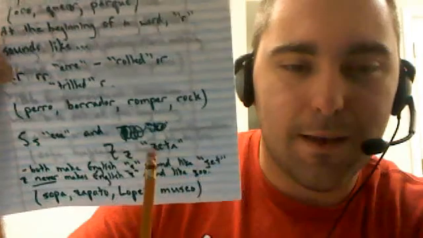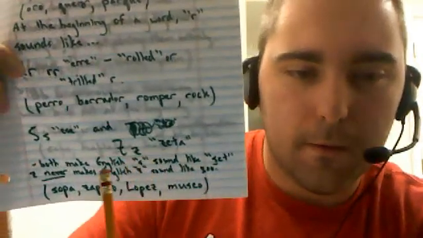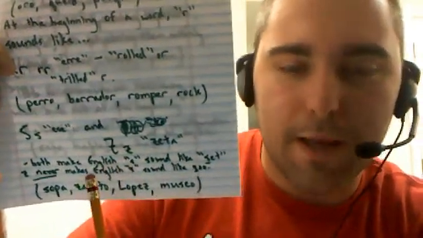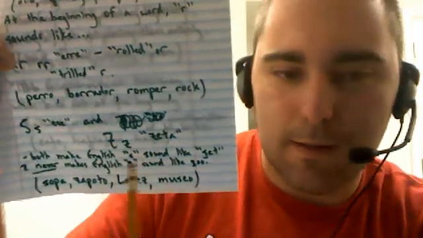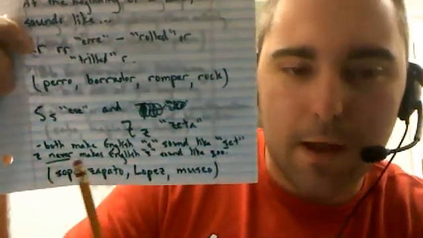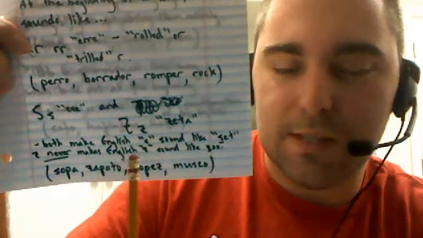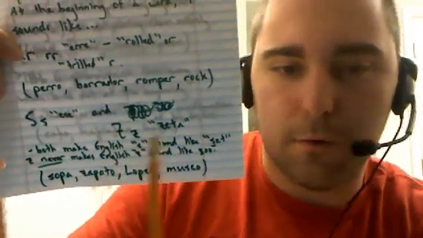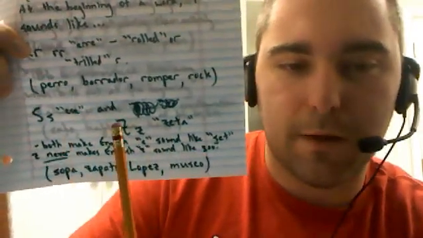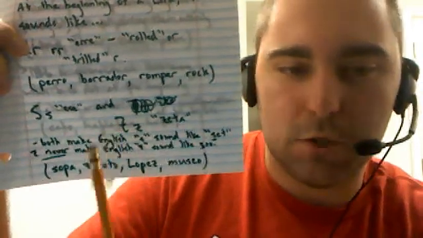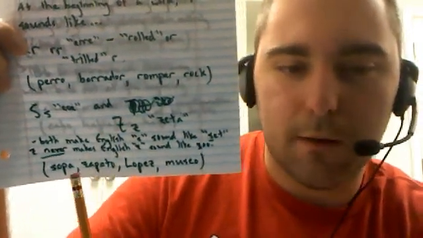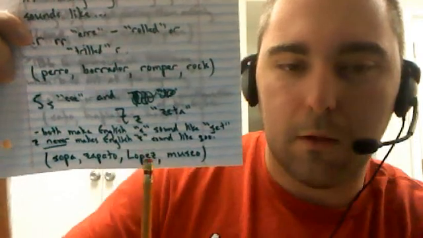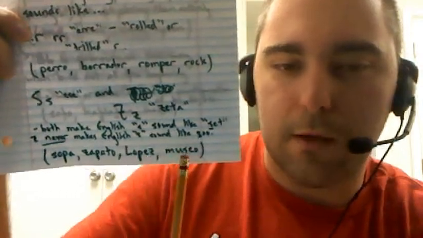S and zeta both make the English S sound like in set. Zeta never makes the English Z sound like in zoo. So both of these are always pronounced like the S in English. So we have sopa, zapato, Lopez, and museo.